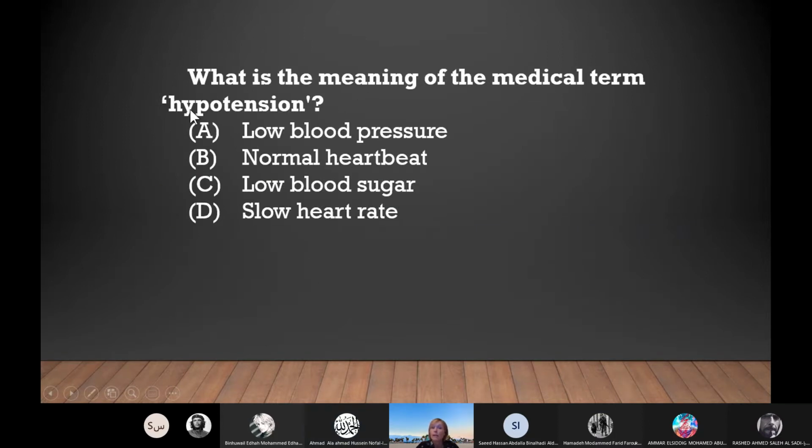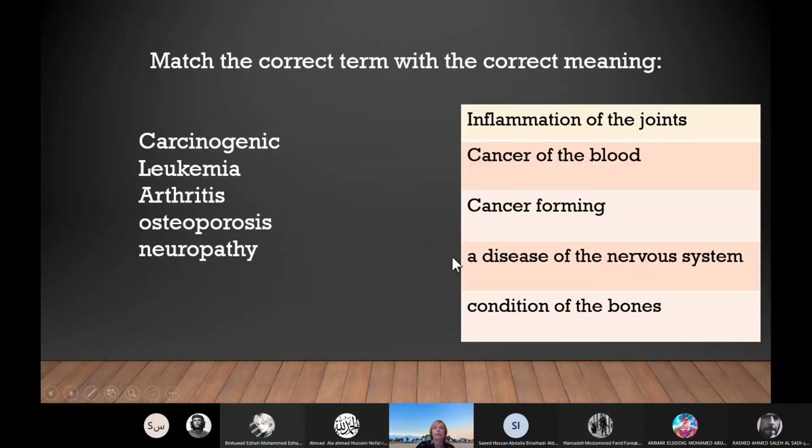What is the meaning of the medical term hypotension? What do we call hypotension? If you remember, we have hypertension. What does hypotension mean? Low blood pressure. Yes, good. Low blood pressure. That's right. I think we've had this one in class a couple of times when I've gone through the matching for you. The first one here, what did we say? Carcinogenic.